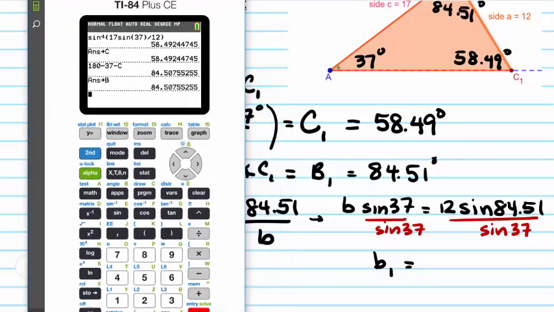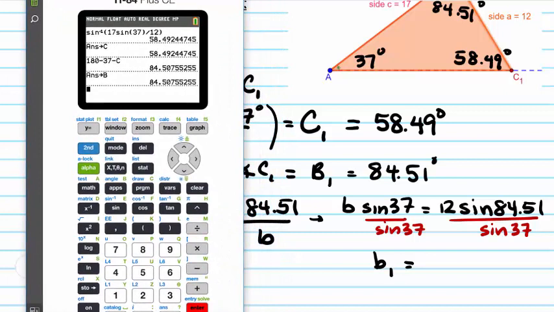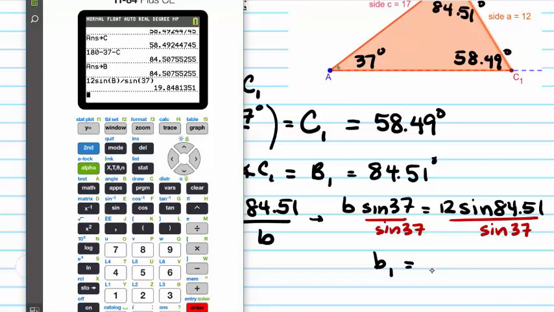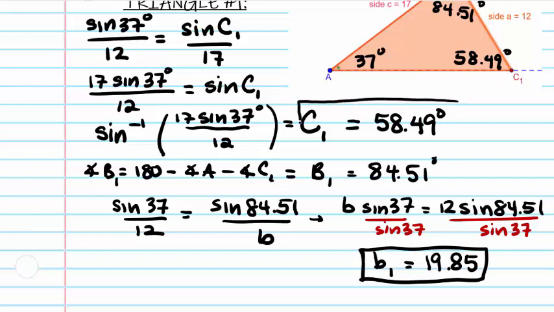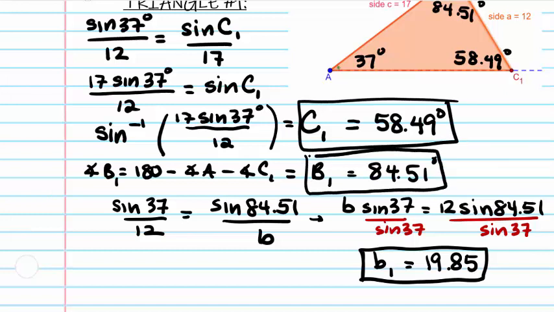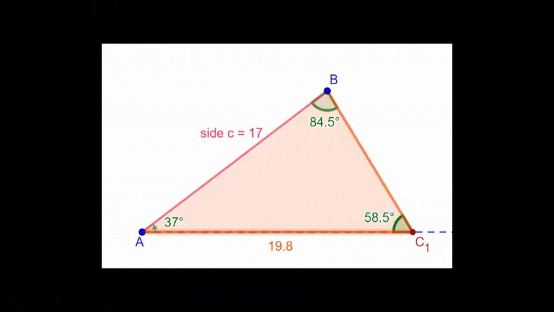and let's move the calculator over, and I'm going to do 12 sine of B, since I have stored that value. So I just have to do alpha and B there, divided by sine of 37. Enter. Therefore, the length of side B is about 19.85. So these are the three missing components for the first of the two triangles that were possible in this scenario. Here are those values put into the picture.